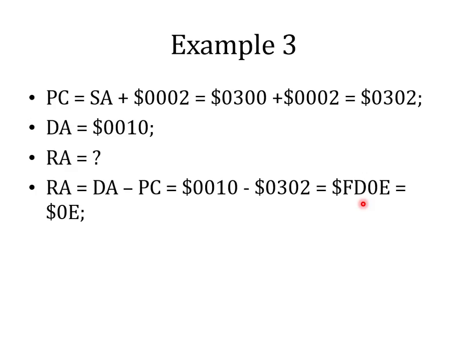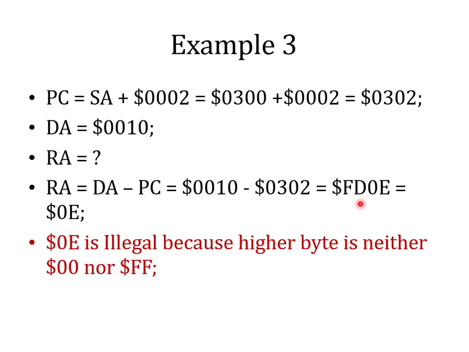Now, what is the problem here? To get the relative address, I always drop the higher byte. But notice the higher byte. What is the higher byte here? FD. Remember, as I said, the higher byte must be 00 or FF. In this case, the higher byte is neither 00 nor FF. That means whatever you calculated as the relative address, which is 0E, is illegal. It's not right, and there is no way you can make it right.